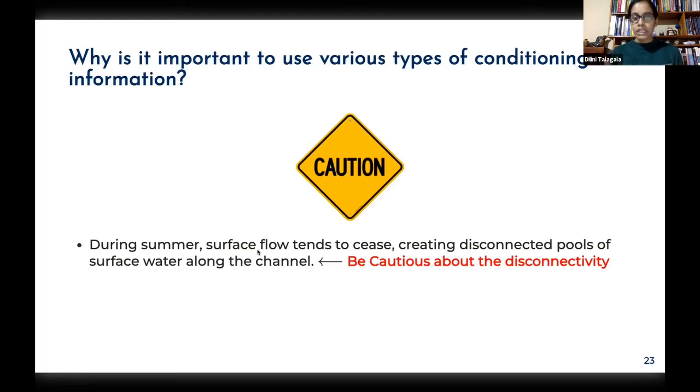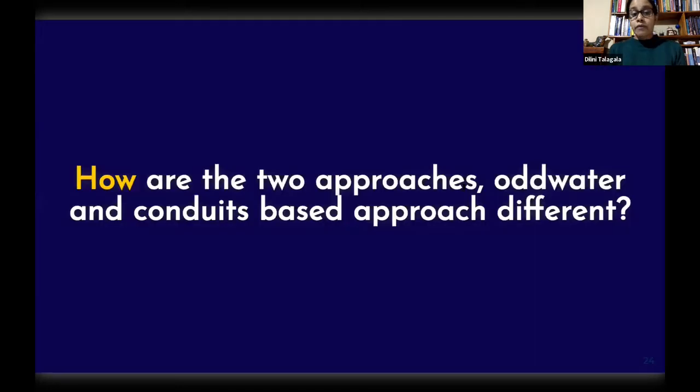So having all these things together will actually improve the capability, the maximum capability, and will allow us to get the maximum performance. Okay, so now how are the two approaches, oddwater and the conduit-based approach, different? Basically, oddwater is the feature-based approach that I talked about previously. We have already published that one. And the conduit-based approach is the one that we are proposing right now.